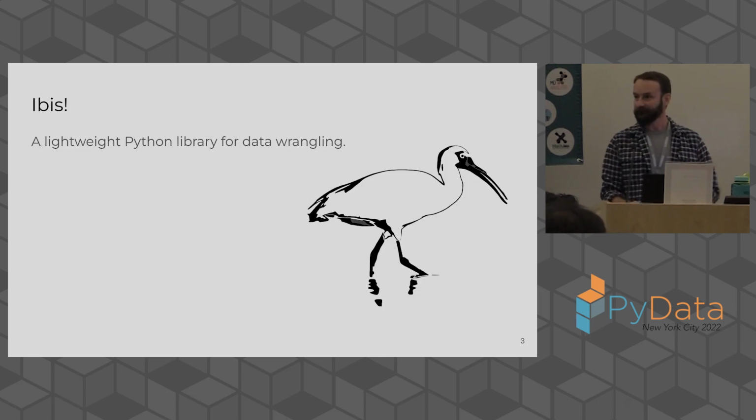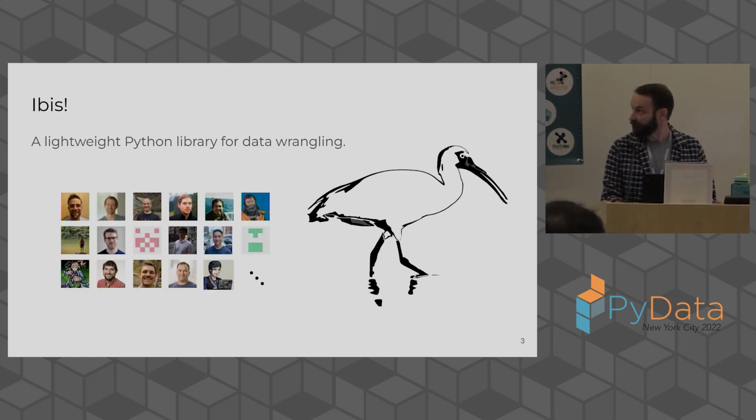So Ibis is a lightweight Python library for data wrangling. And it was built by all of these lovely people and some more.